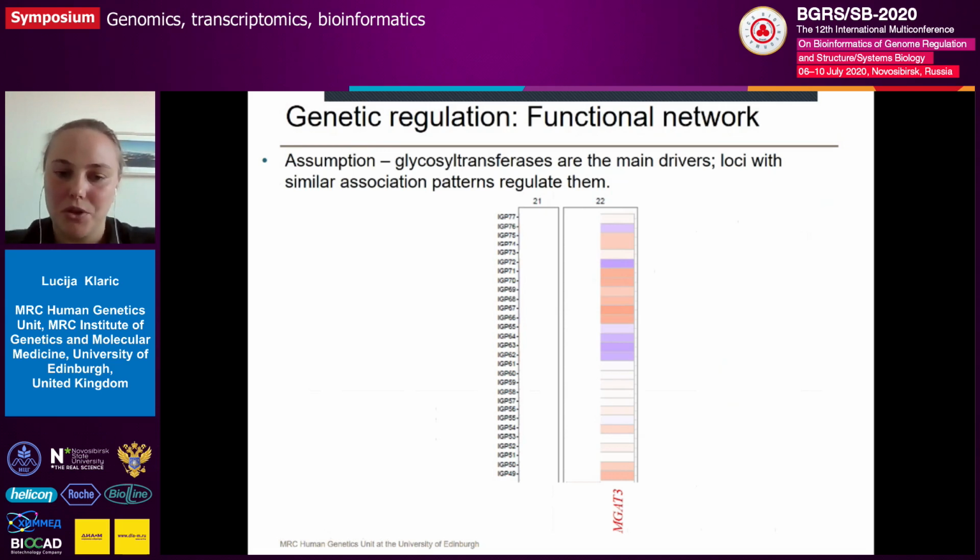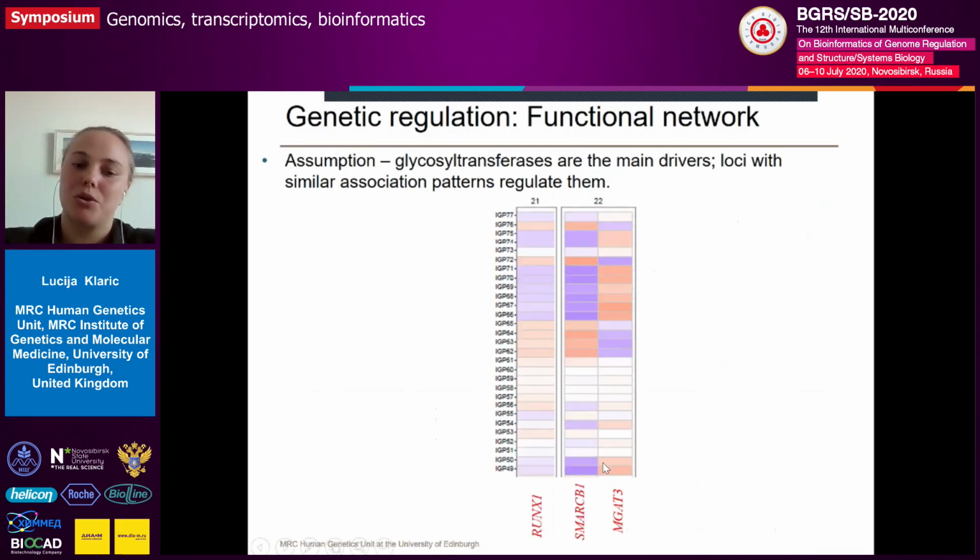well, we could assume that this locus is somehow regulating expression of the glycosyltransferase itself. If you look at these two loci nearby, one on chromosome 22 and one on chromosome 21, you see indeed they have opposite colors. Red is positive, blue is negative. But indeed, they do have almost exactly the same patterns. So we could suggest that MGAT3 is regulated by these two other loci, one of which is the chromatin remodeling protein SMARCB1, and the other is the RUNX1 transcription factor. Interestingly, there is a binding site for RUNX transcription factors, and SMARCB1 was shown to interact with RUNX1 in regulating transcription.